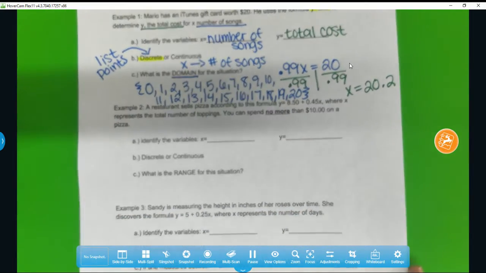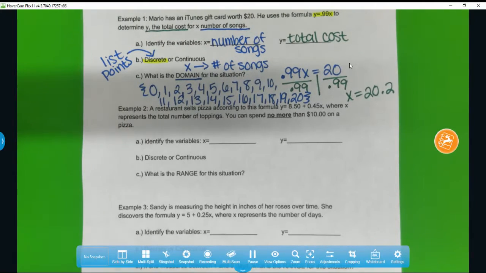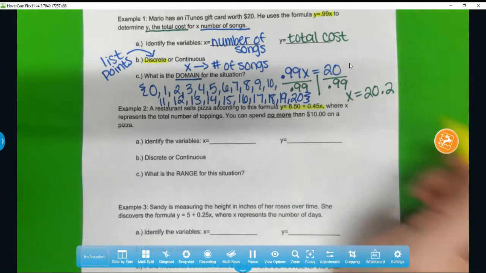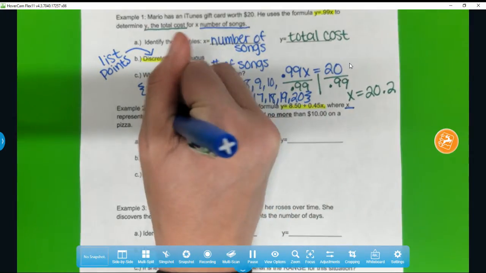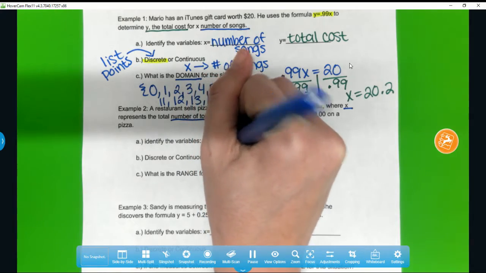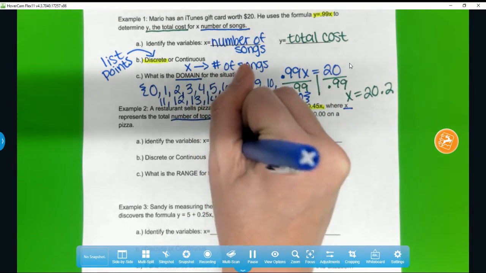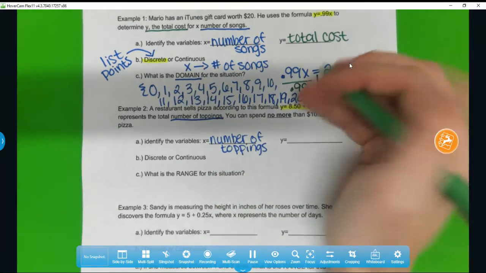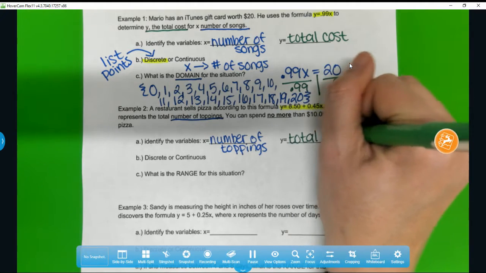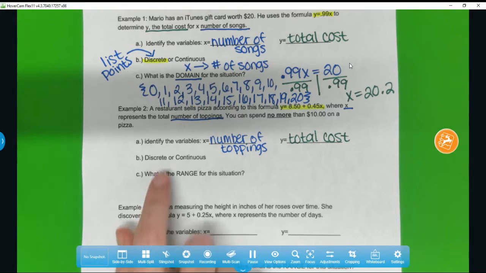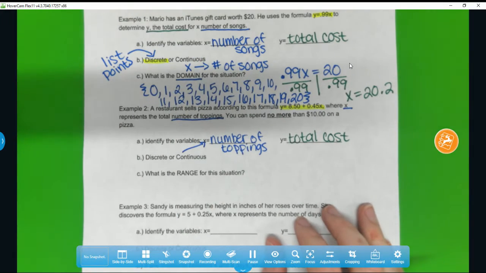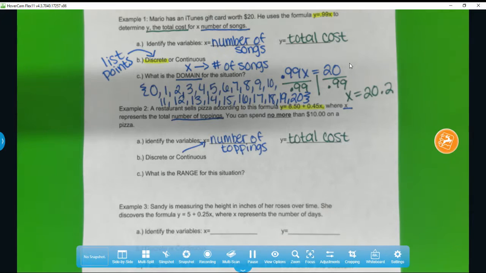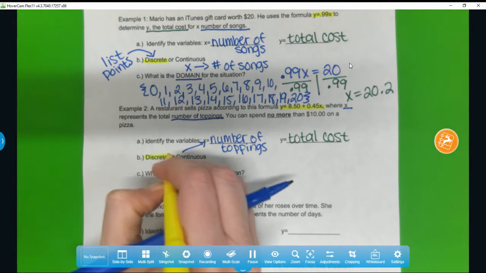Okay? Example 2. A restaurant sells pizza according to this formula, where x represents the total number of toppings. You can spend no more than $10 on a pizza. So it says identify the variables. We know x is the number of toppings. Okay, y is going to be the total cost of the pizza once we pick our toppings. Remember, discrete and continuous is based on these x values. So I'm not going to pick half of a topping. So this is a discrete function.